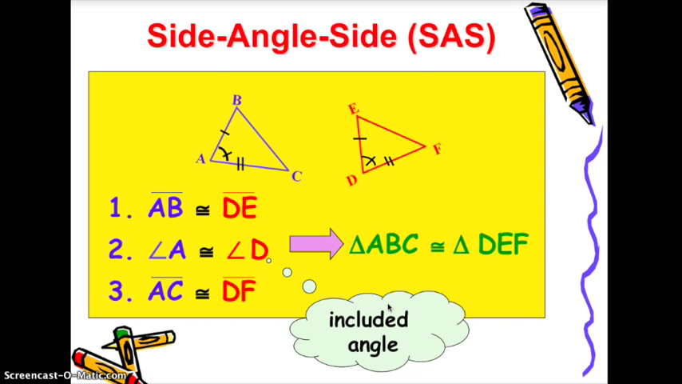Now, next we have side, angle, side. So for side, angle, side, we can see that we've got side AB equal to DE and side AC equal to side DF. And then we have the angle that's in between those two sides. So where those two sides touch, that is called the included angle. And that part is important, recognizing which one is the included angle. For side, angle, side, that angle must be in between the two sides.